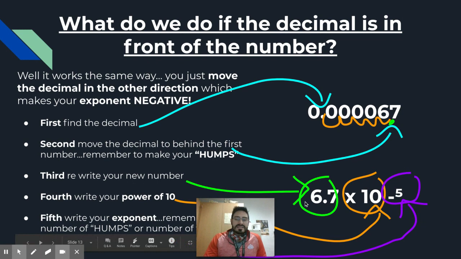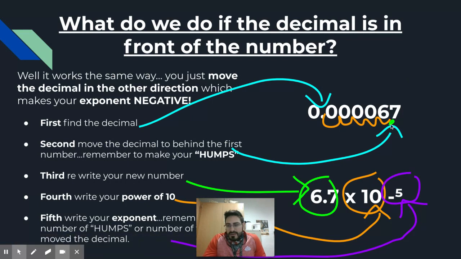So we've got 6.7. We drop down from here. We write our form for the power of 10 times 10. And we moved it 5 spaces, but this time we moved it because it was a really, really tiny number. So we actually moved the decimal point to the right 5 spaces instead of to the left. Therefore, we put a negative 5 exponent. The final answer in scientific notation will be 6.7 times 10 to the negative 5.